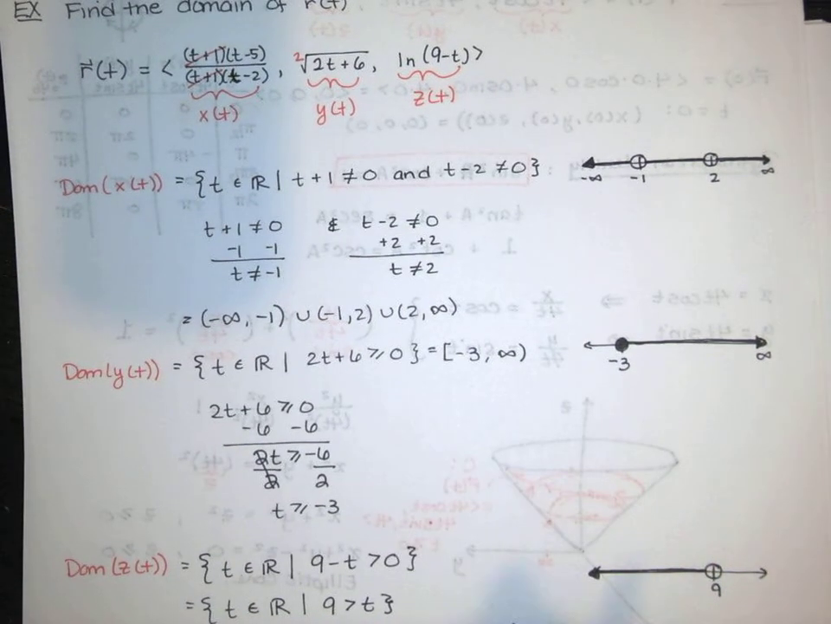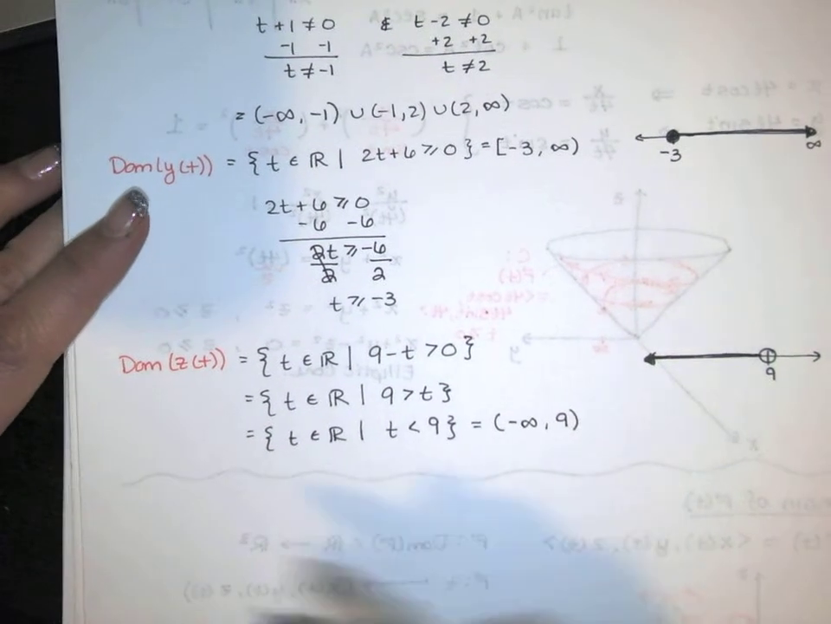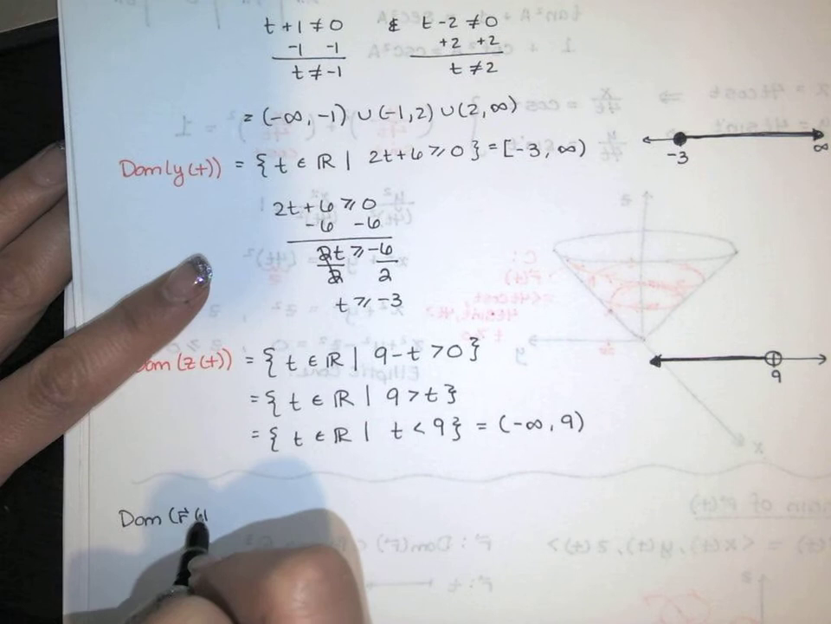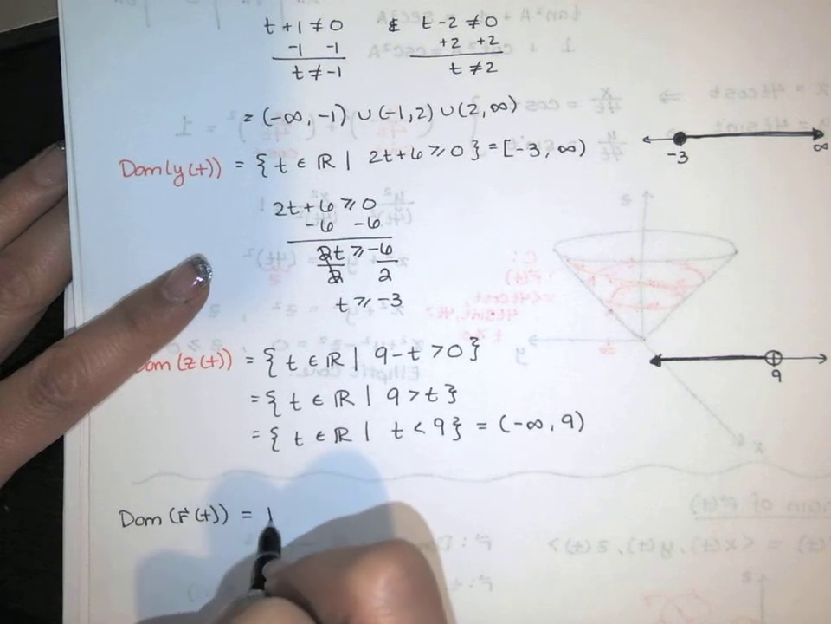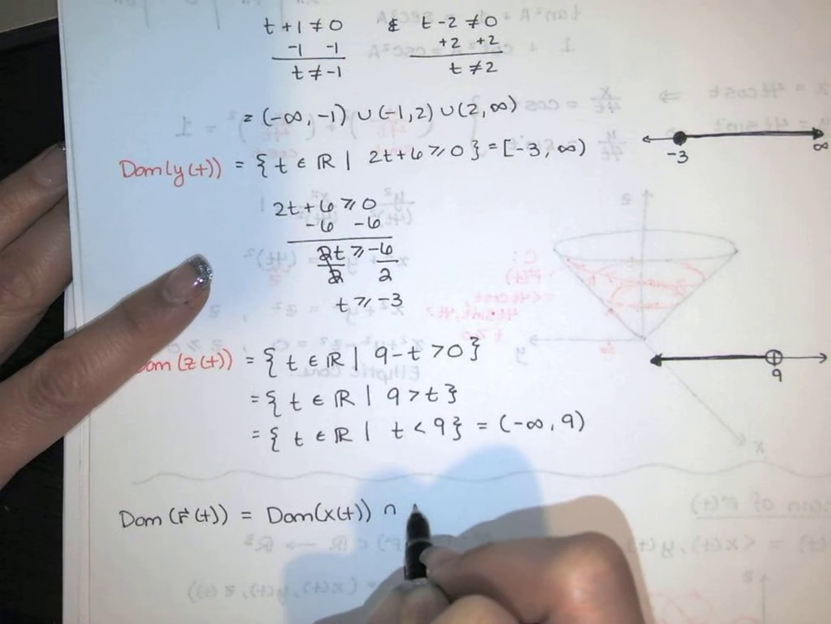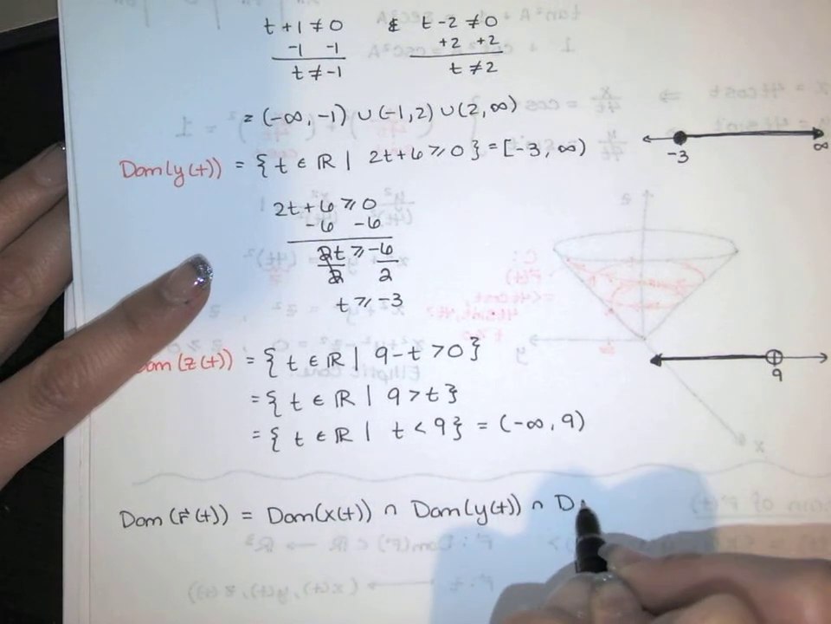The domain of R of t is where all 3 of these overlap. So I need the t values to belong to all 3 of these sets at the same time in order for us to have t values in the domain of R of t. So I'm just going to write down my answer, and then we'll talk about where those 3 sets overlap. The domain of R of t is the intersection of the domain of x of t and the domain of y of t and the domain of z of t.